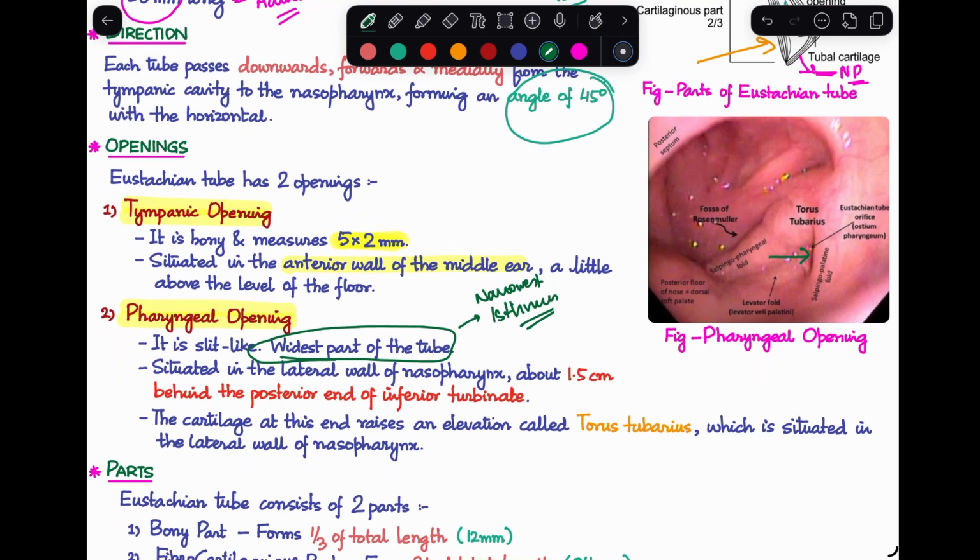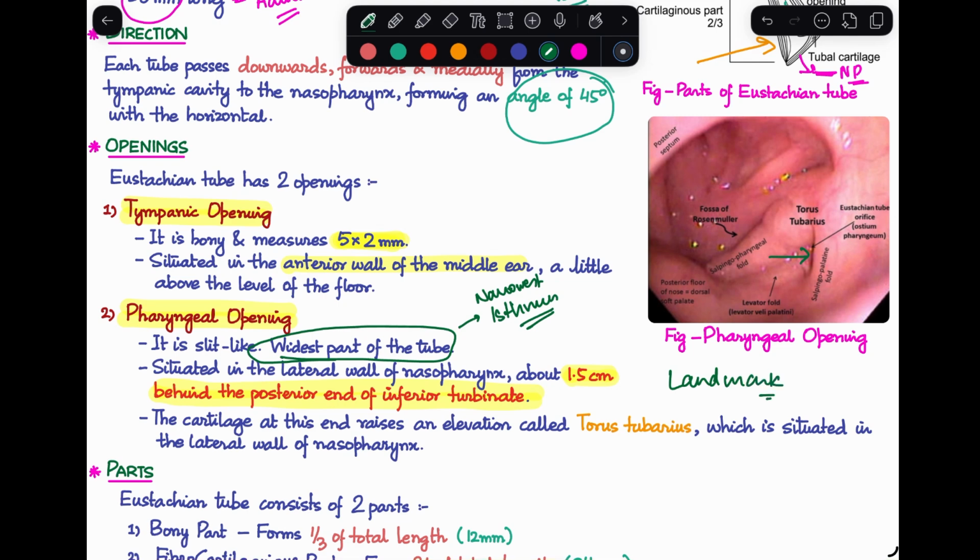pharyngeal opening. And if we had to locate this opening, how would we locate it? It's situated in the lateral wall of the nasopharynx, about 1.5 centimeters behind the posterior end of the inferior turbinate. That is the landmark that you need to remember over here.